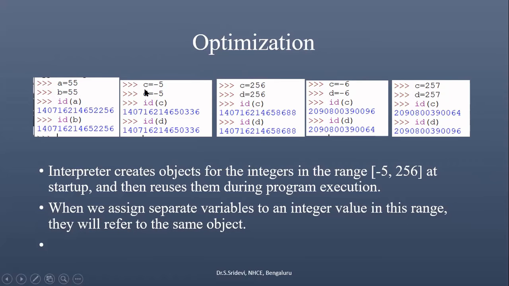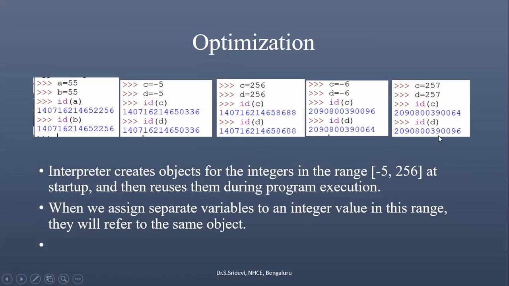And if you have c is equal to -5 and d is equal to -5, when we print the ID of c and d, again we are getting the same value. Now let us consider one more example. c is equal to 256, d is equal to 256. In this also, I am getting the same answer for both the IDs.